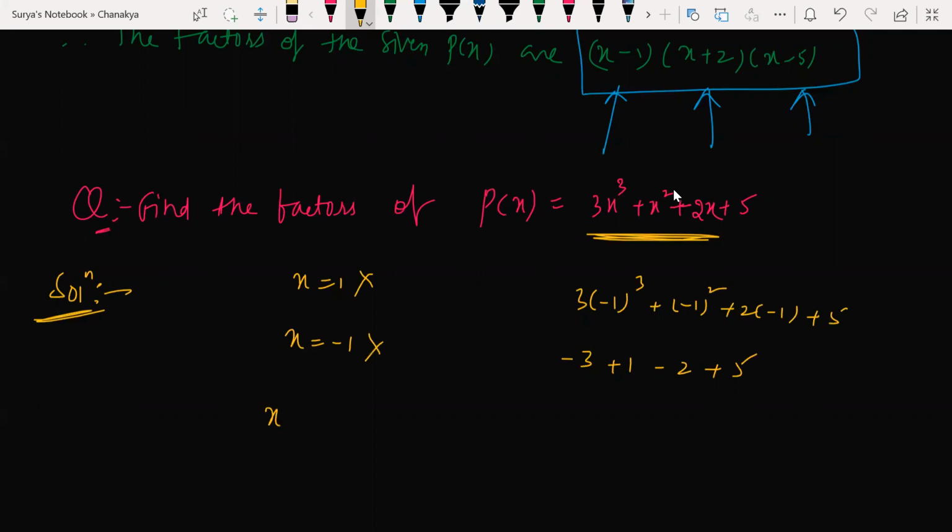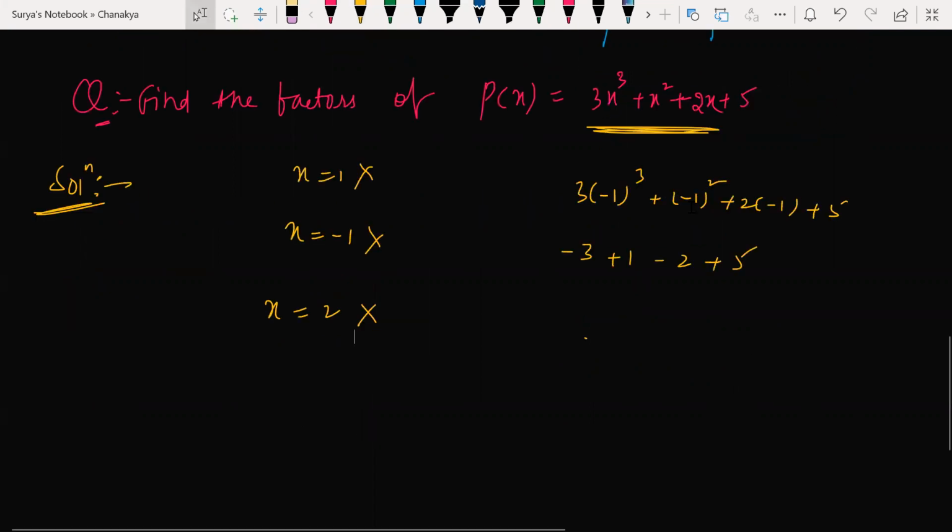X is equal to 2. Substitute. So 3 into 2 cube. It will never give, sir, because it's plus only. So it is not possible. Correct? Now let's try. We'll do one thing. I'll give one number here. You try with 4 here. Okay, we'll change the question.